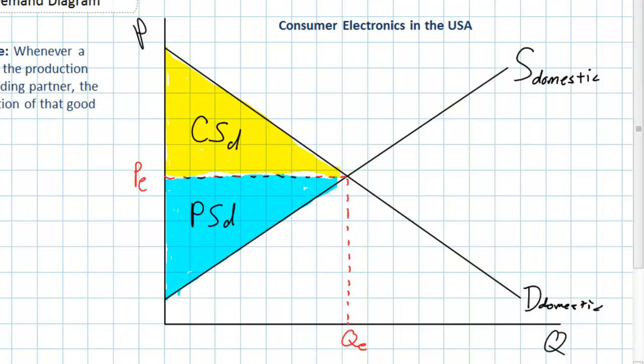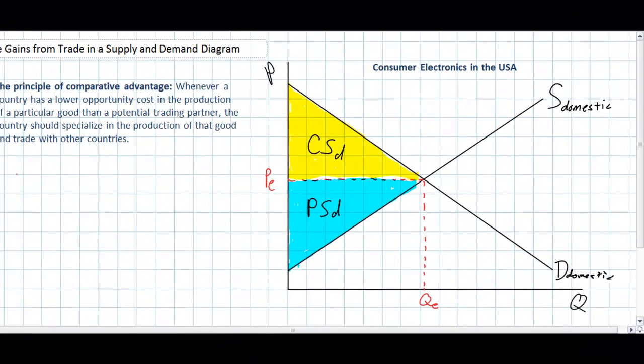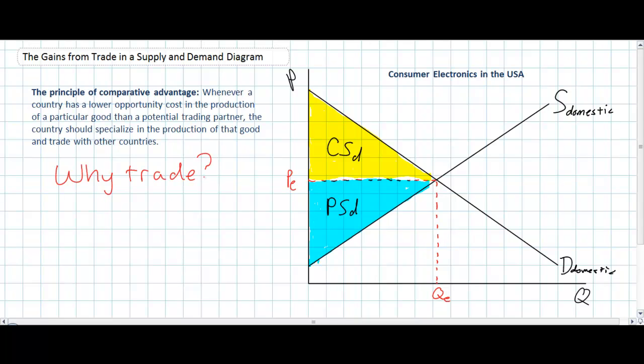So the next question is, well, what happens if the United States decides to allow for the import of electronic goods? First of all, we should ask the question, why trade? Why might the United States want to open its electronics market to trade with other countries? Let's identify a few reasons here.